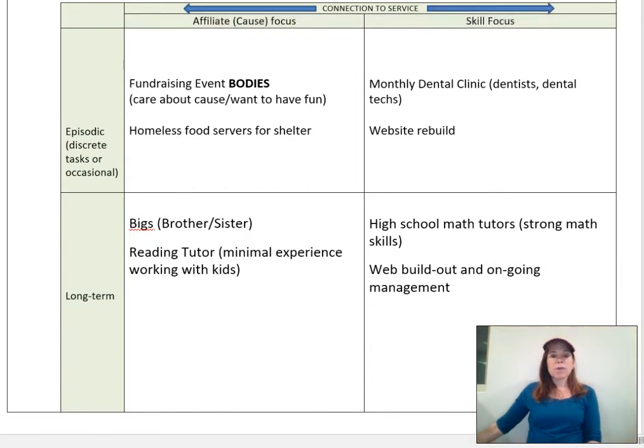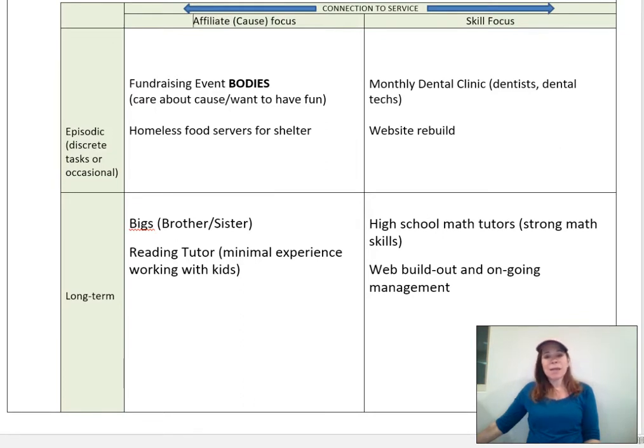vertical ones. So up here you see horizontally what they call affiliate focus. What that means is they want to be affiliated with your organization, what that means is those people care about your cause, okay? So I put cause in parentheses to help you. The other one is a skill focus. These are people who have skills.